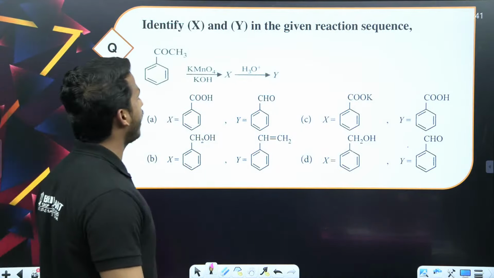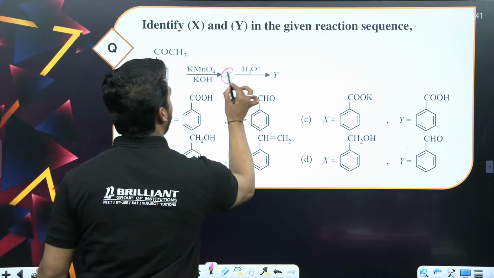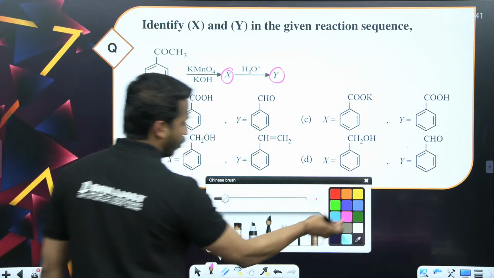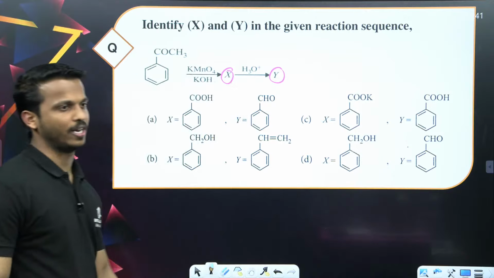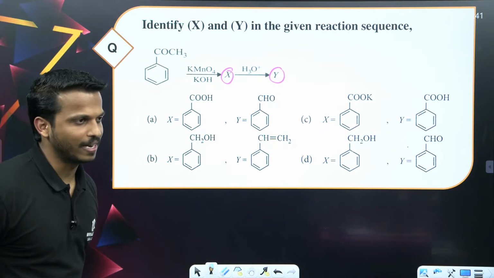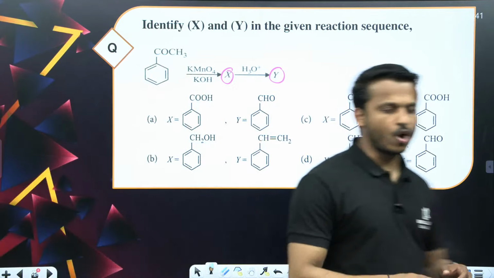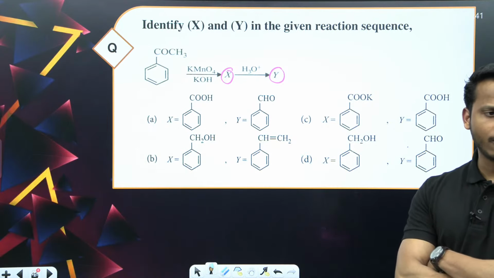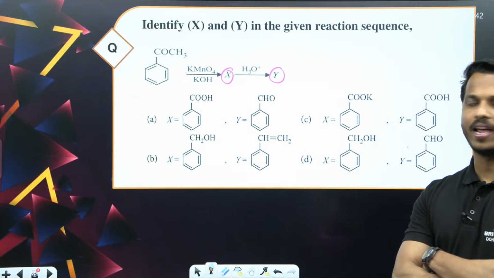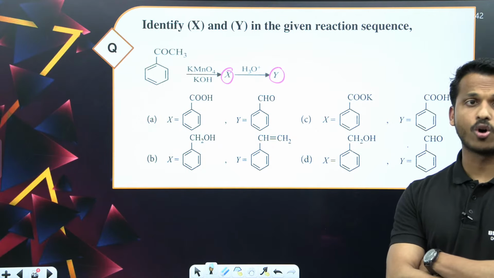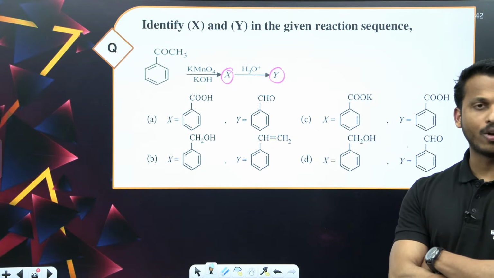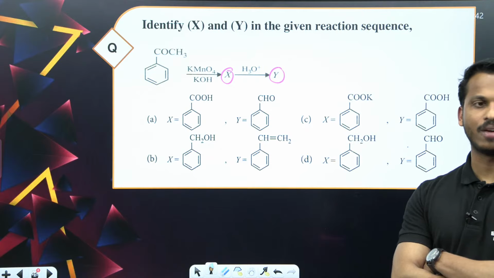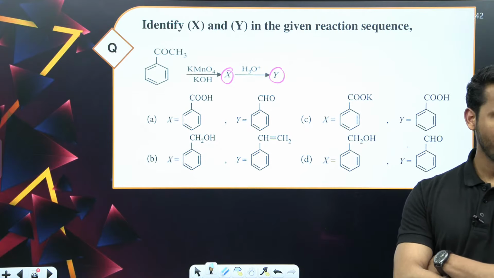Okay, let me go for the next one. Identify X and Y in the given reaction. I think you need no help here. The answer is there, you find it and tell me. The first compound is acetophenone, benzene with COCH3, treated with KMnO4. You know alkaline KMnO4 is a strong oxidizing agent, and later on hydrolysis it gives Y. Which one?